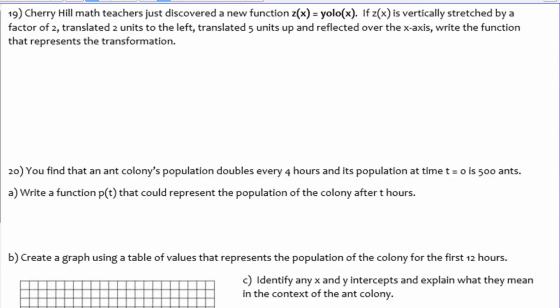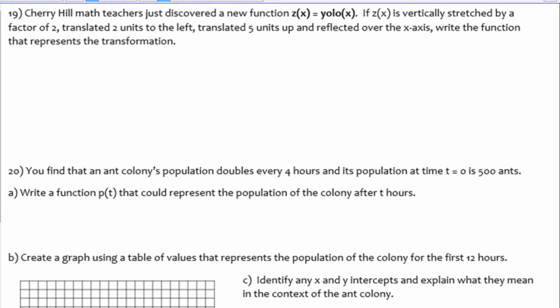Alright, problem number 19. Cherry Hill math teachers just discovered a new function, z of x equals YOLO x. Okay, so this is a function that we've never seen before. We don't know what it is. It's strange to us, but they're asking us to take this function z of x and perform some transformations on it. And so here's the big idea.